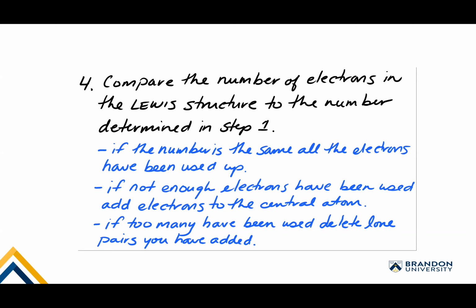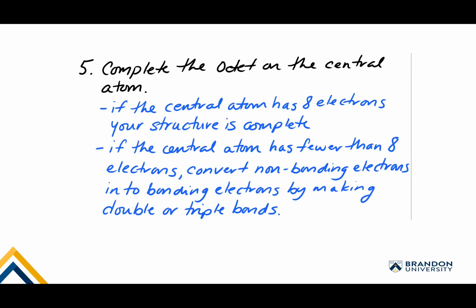Okay, and then the fifth step, you complete the octet of the central atom. If your central atom has 8 electrons, your structure is complete, good, perfect. If it has less than 8, then what you need to do is convert some of the lone pairs on the atoms on the periphery into double bonds or triple bonds, so it's sharing them with the center atom to complete the octet.